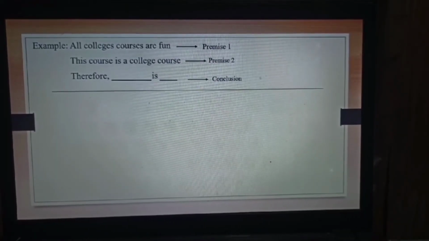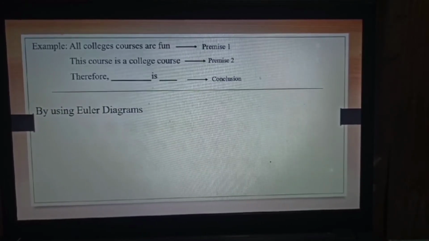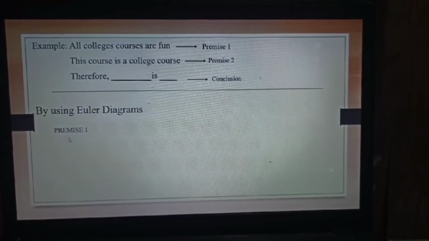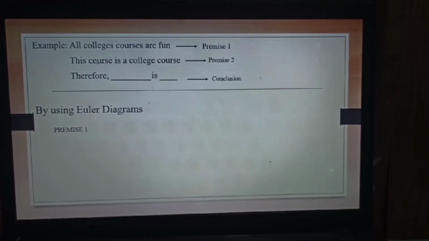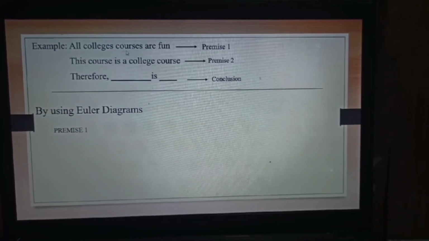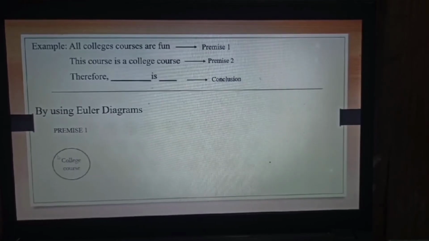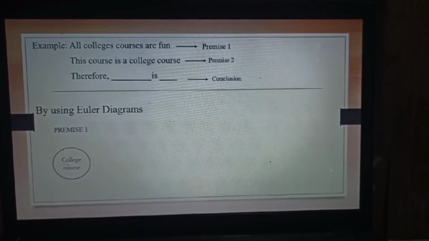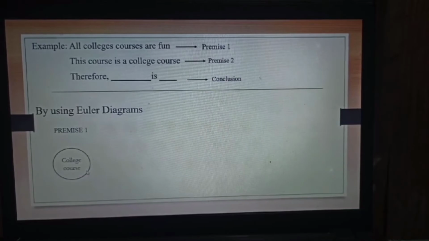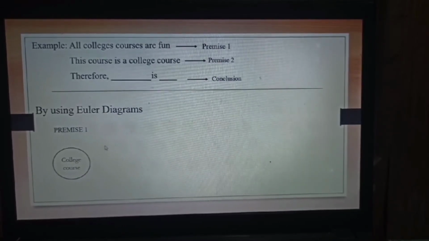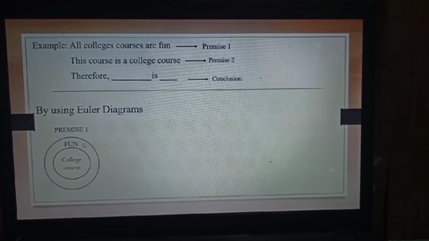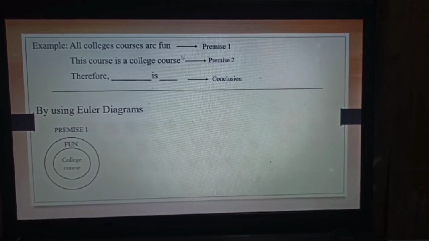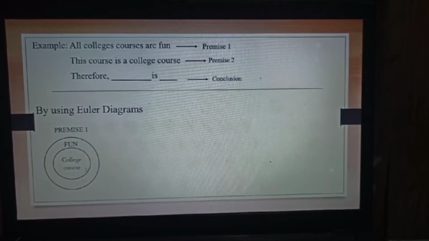So, next. By using Euler diagrams, dito sa premise 1, ang sabi dito, all college courses are fun. So, ang first bilog is college course. And then, sabi dito is are fun. So, ito na yung kinalabasan ng premise 1. So, first bilog is called college course. And then, are fun. So, ito yung malagay itong fun.